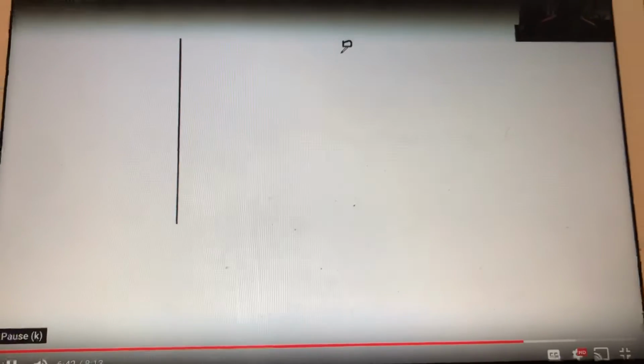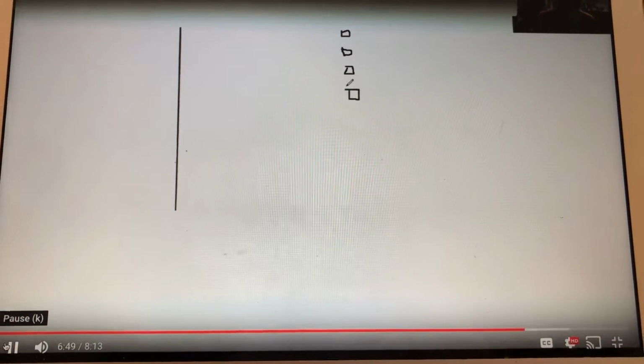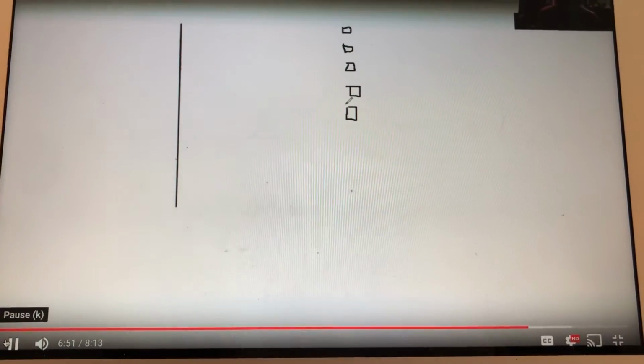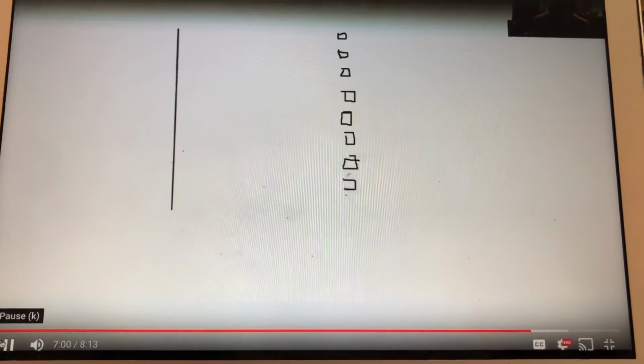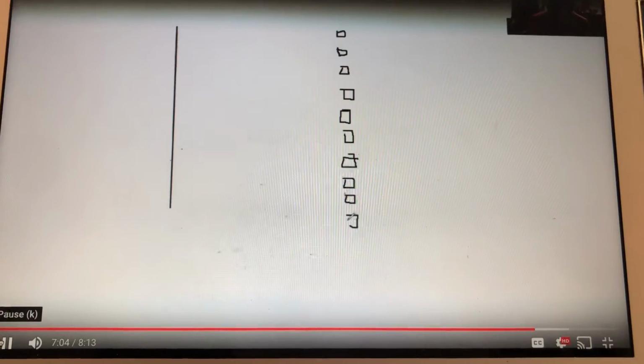So this 10 stick is the same thing as 1, 2, 3, 4, 5, 6, 7, 8, 9, 10. These are both the same.